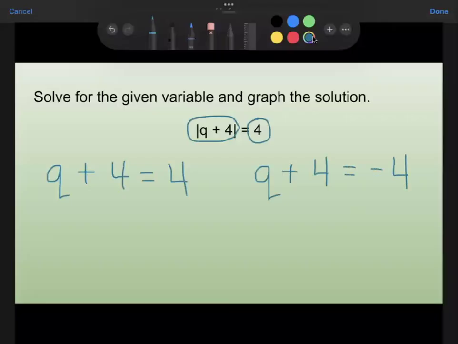The reason we do that is because when we have absolute value, we're looking for the distance from 0, which means it can be positive or negative inside those bars. So we don't know which one it is, and we have to go with both options.